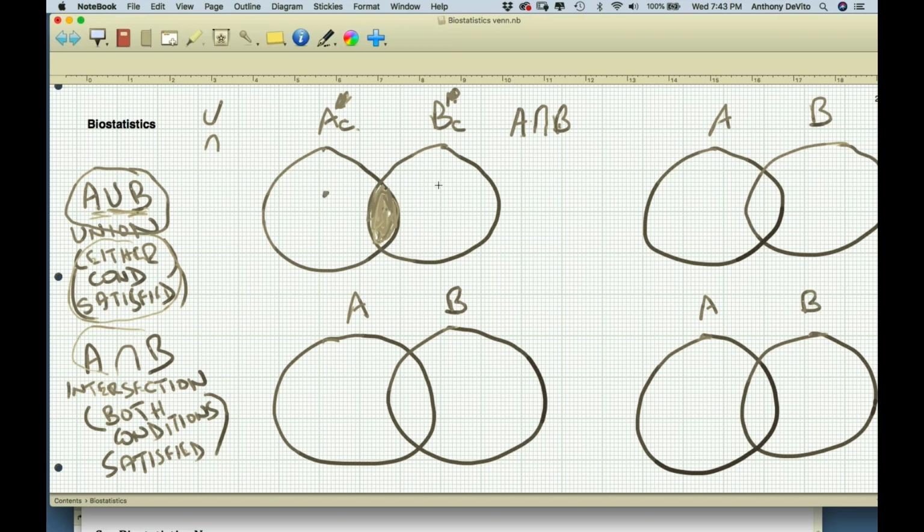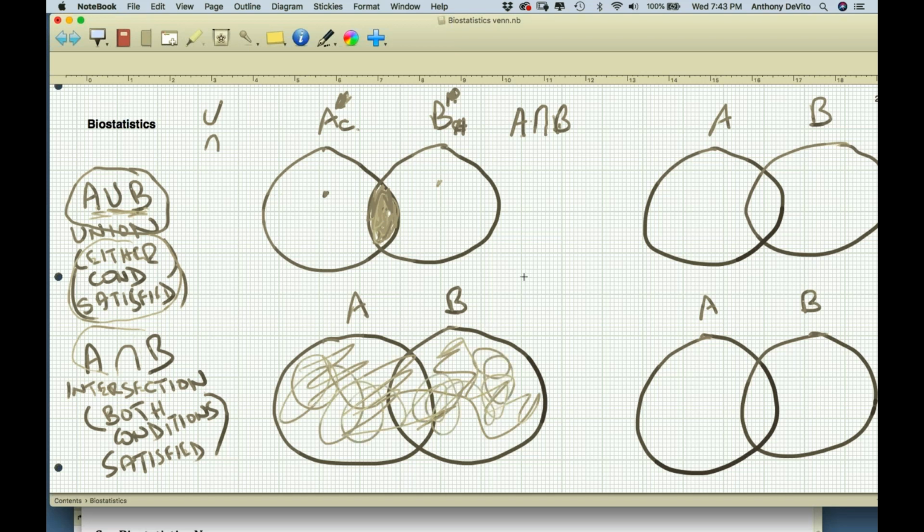People over here only have cancer. People over here only have heart disease. People in here have both. Well, how about all of this? If I just took all of this, how would I demonstrate what that means? That's going to be A union B, right? People in here have only cancer, people in here have heart disease, people in here have both. So they could be either and be included in this. That's the A union B.